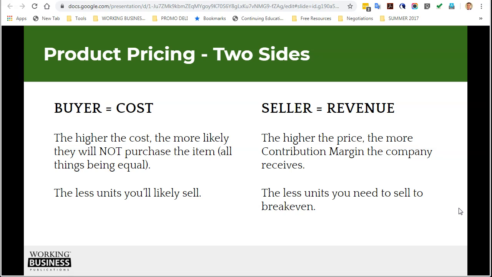So just understand that the more that you sell each unit for, the more money you bring in, and that makes each unit you sell more profitable, which means the fewer units you need to sell to break even for your month or year, right? So you actually need to sell fewer units to make the same money, the more money you sell each unit for.